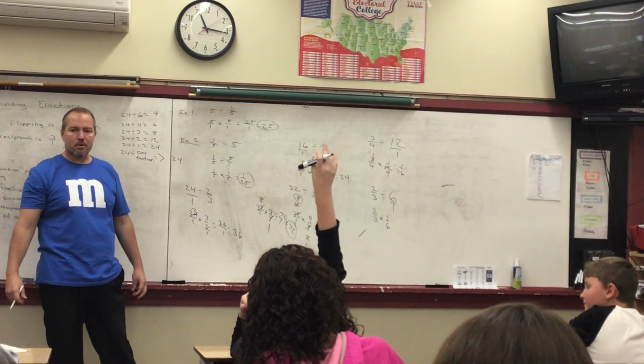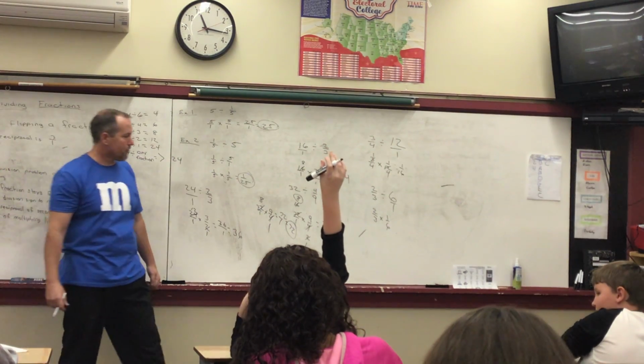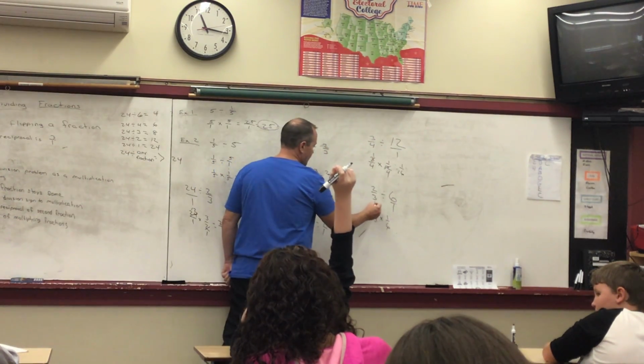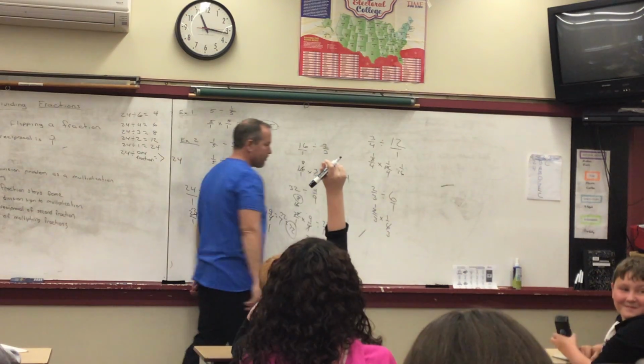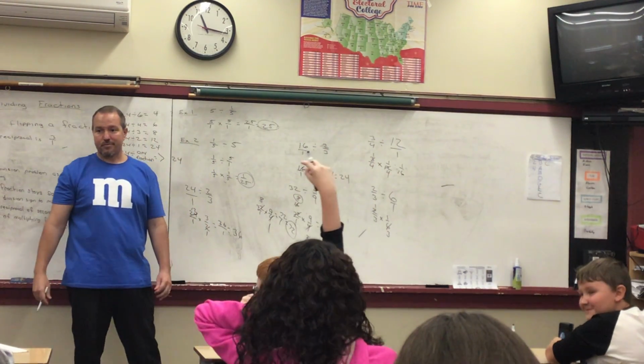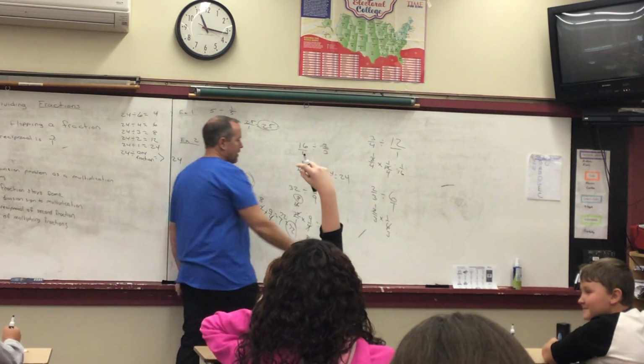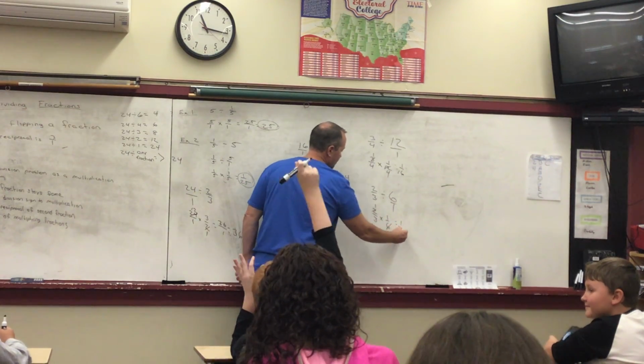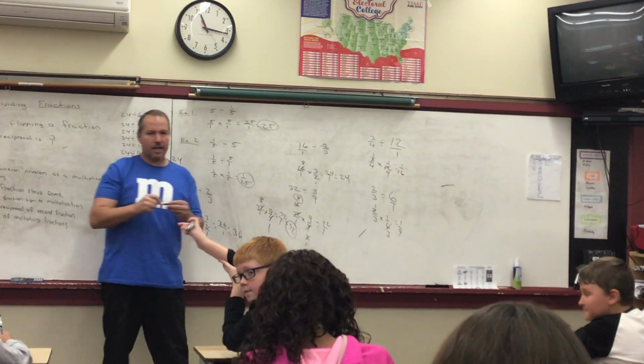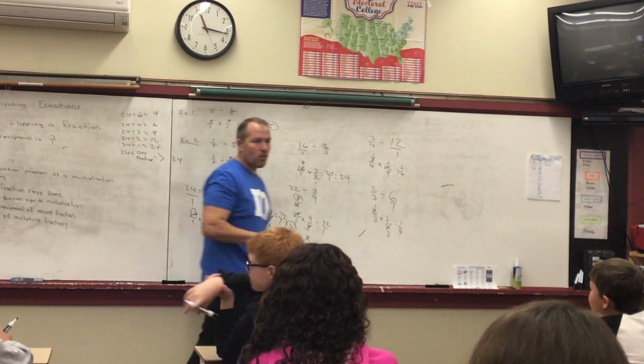You can always divide even numbers by what? 2. 2 divided by 2 is 1, 6 divided by 2 is 3. So now we multiply. Top times top is 1, bottom times bottom is 9. Give me 1/9. Any questions?